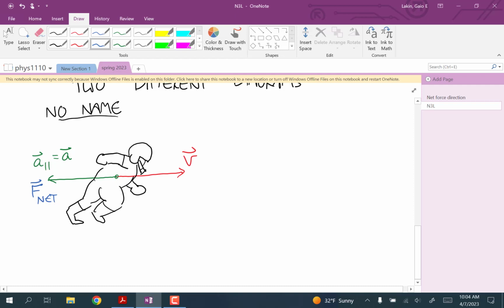And if you also have a perpendicular part of the acceleration that goes with the object turning, then you know that you have a range of possible directions for the acceleration and the net force.